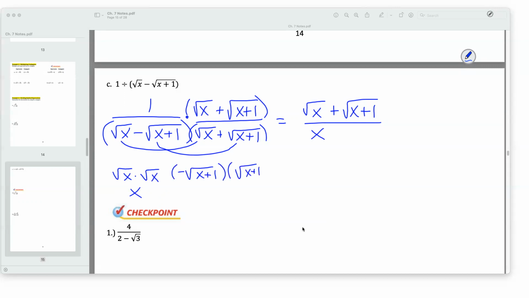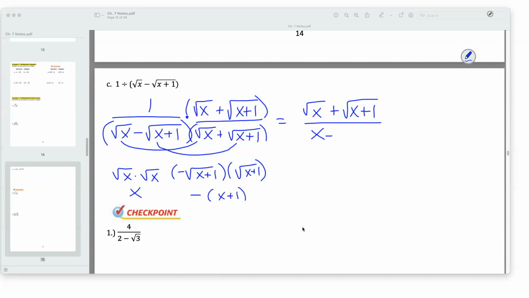If we were to multiply this out, we technically would have to multiply the x plus 1 times x plus 1, and we would have to FOIL it out. And then when we take the square root of it, it would end up just being x plus 1. So we might as well not actually do the multiplication. Just realize that it's going to cancel out and it's going to be negative x plus 1.